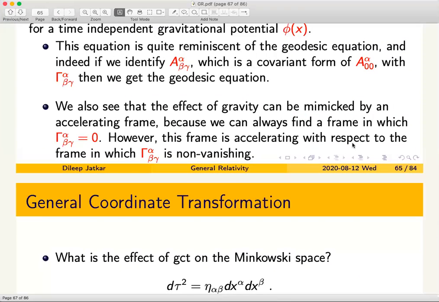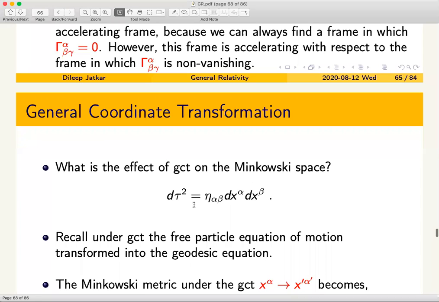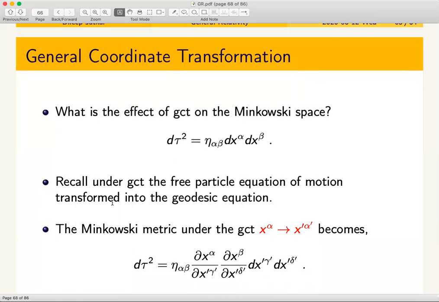So we can now ask a question: suppose we start with the Minkowski space, which is the metric given here, or the line element given here, d tau square is equal to eta alpha beta dx alpha dx beta. What is the effect of a general coordinate transformation on the Minkowski space? Of course, we have done a general coordinate transformation starting with the Minkowski space, but we only concentrated on the free particle equation. And we saw that under general coordinate transformation, the free particle equation became the geodesic equation.